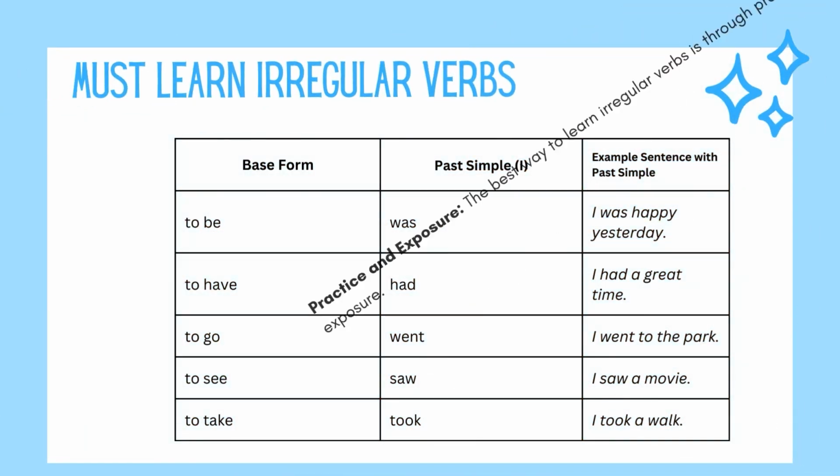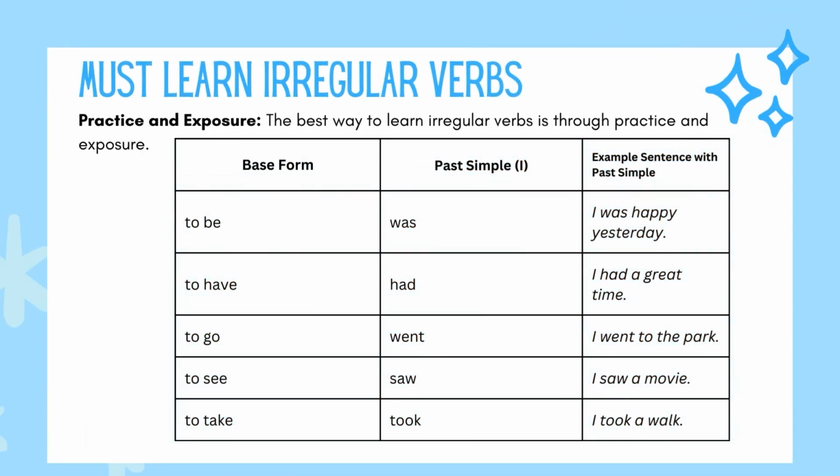Learning irregular verbs can be a problem for non-native speakers of English, since there is no pattern. The best way to learn these is to basically expose yourself to as many irregular verbs as you can and practice them. I've listed 5 very common English verbs here.